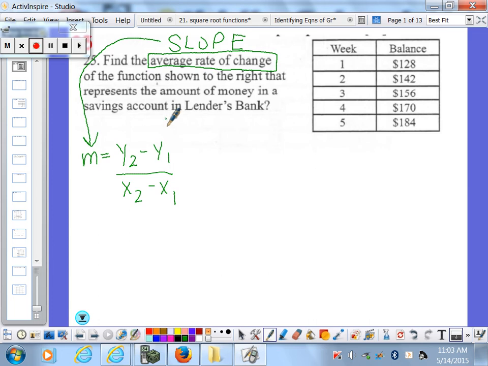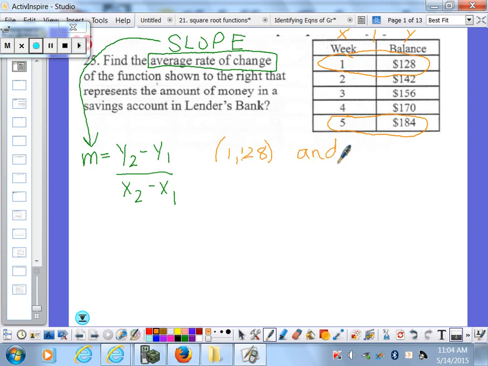Since they are asking me to find the average rate of change for the function to the right and they do not specify where I should begin and where I need to end or stop, I am going to find the slope from the beginning values all the way to the last values. So remember, whenever you see a table of values, your left side represents your x values and the right side represents your y values. So now I could take these values that I have circled, my starting amount and my ending amount at week 5, and I could write them as ordered pairs.